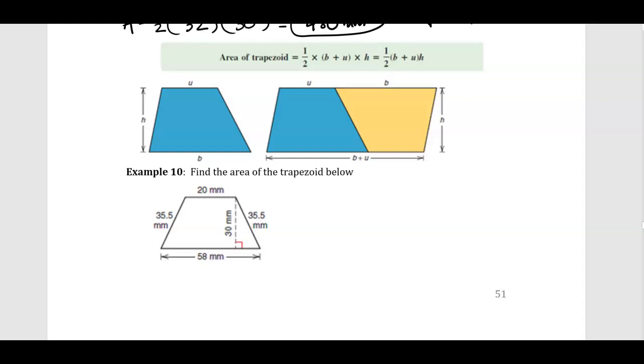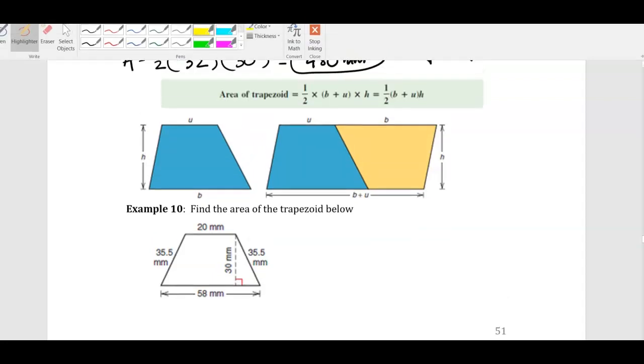All right, so let's talk about area of a trapezoid. So we've got the formula in the box on the notes, but I want to talk about what it means. So if you have a trapezoid, so let's take this blue trapezoid over here, and if you made two of those, so you can see here's the blue and here's the yellow, and you put them next to each other.